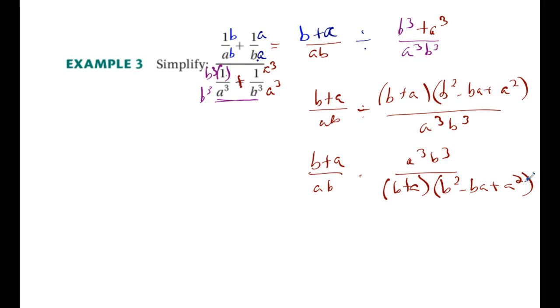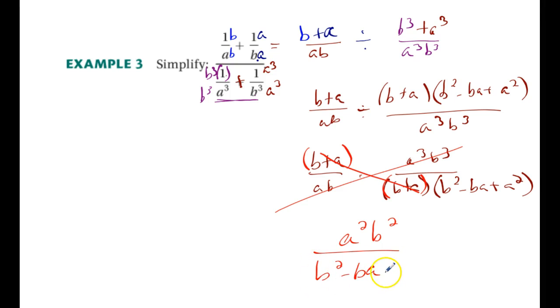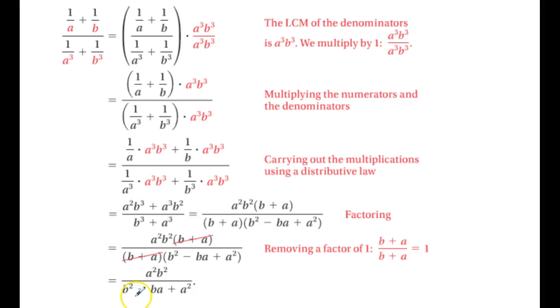Now it looks like some things cancel. This b plus a cancels with this b plus a, which is nice. And one of these ab's cancels with one of those ab's, so I'm left with a squared b squared over b squared minus ba, which is the same thing as ab, plus a squared. And it looks like the author has the same solution.